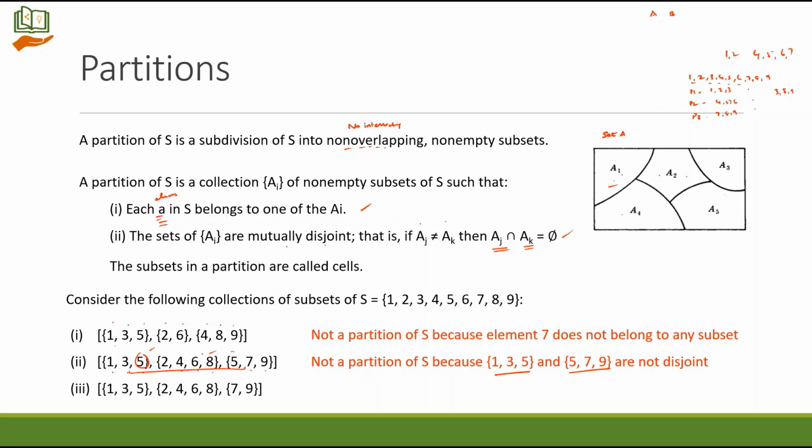Now let's take the final example. We have 1, 3, 5 here, 2, 4, 6, 8 as the second one, and 7, 9 as the third subset. 1, 2, 3, 4, 5, 6, 7, 8, 9. All the elements are present. What about the intersection part? First one and second one don't have any intersection. Second one and third one don't have any intersection. And first and third one don't have any intersection. From this we can conclude that it is a partition of set S.